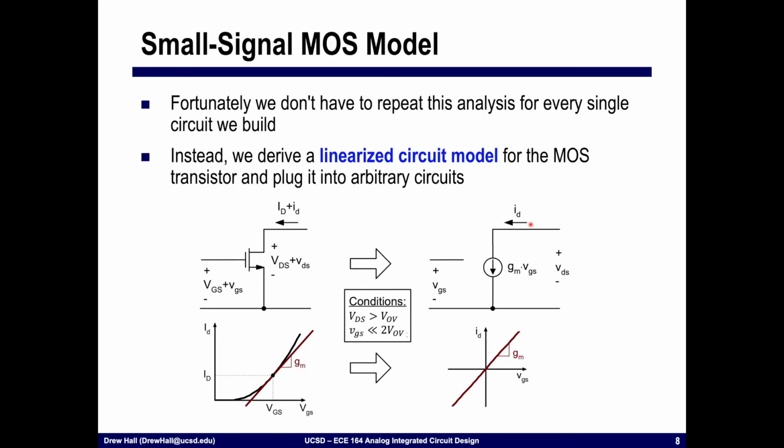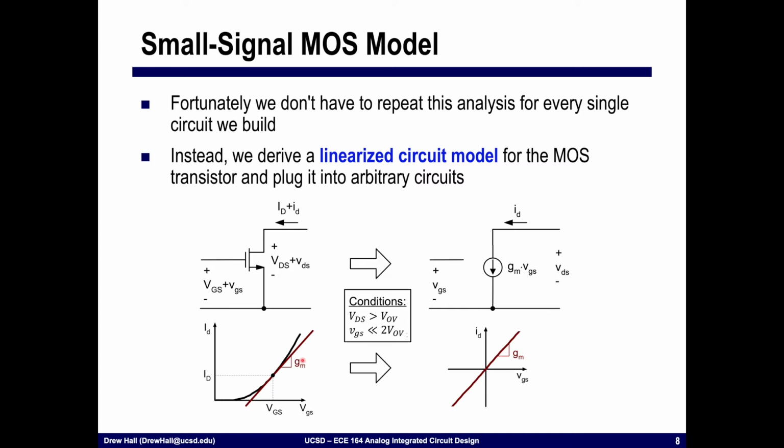Now it turns out that with this framework, we don't have to do this for every single circuit that we design. We can use this linearized circuit model for the transistor and plug it into arbitrary circuits. Okay? And so really what we're doing is we're taking an ID versus VGS curve that is this shape here, this nonlinear shape. We're linearizing the circuit by picking one particular operating point, and around that operating point we are drawing a linear extrapolation. Okay? And so essentially what we're doing is we're turning this into a transconductance, a linear transconductance.